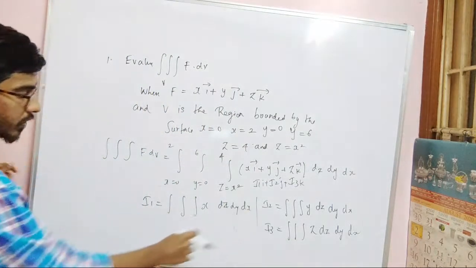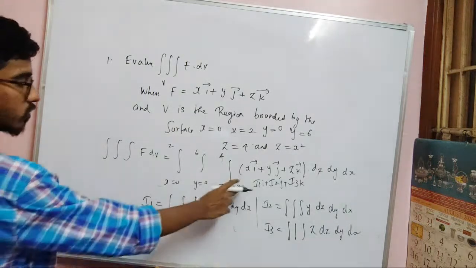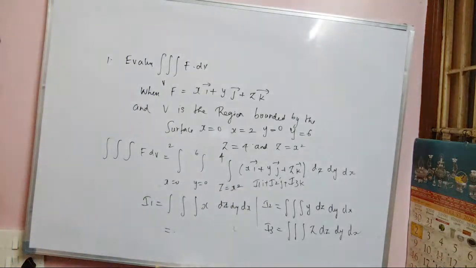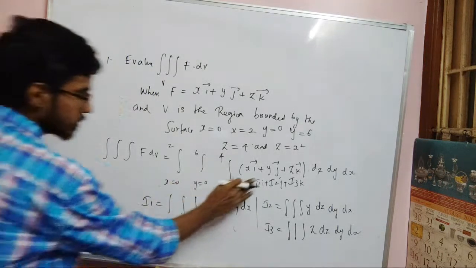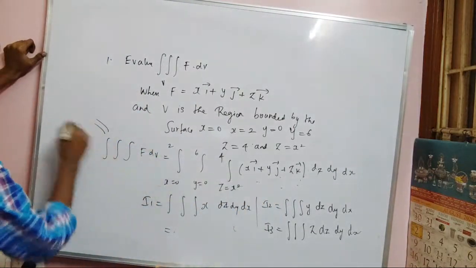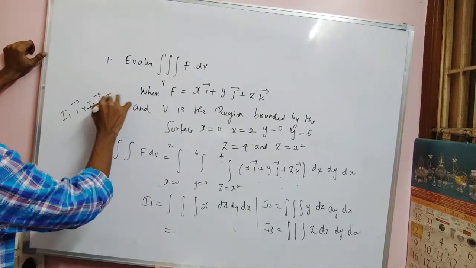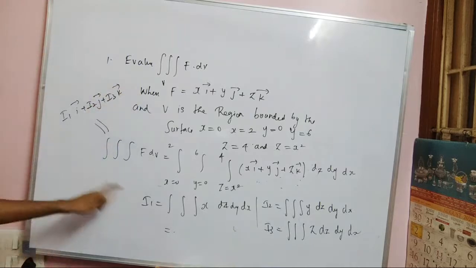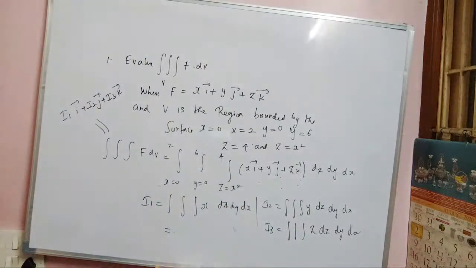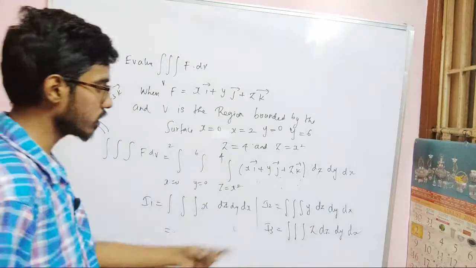You will find I1, I2, I3 to be some numbers, and then you substitute in I1 i plus I2 j plus I3 k. So this is equal to I1 i vector plus I2 j vector plus I3 k vector, where I1 is the triple integral over x, I2 the triple integral over y, and I3 the triple integral over z. Now we can easily find I1, I2, I3.